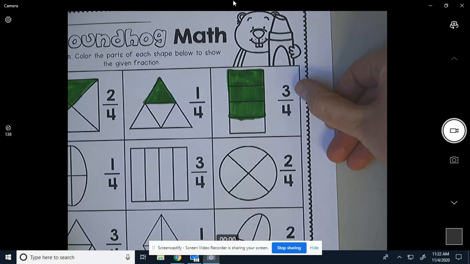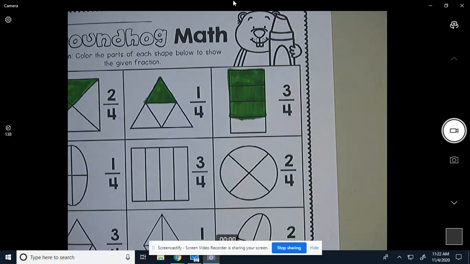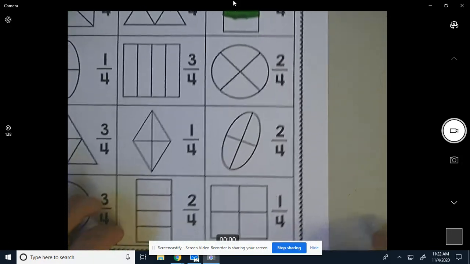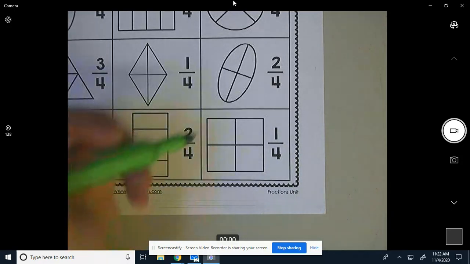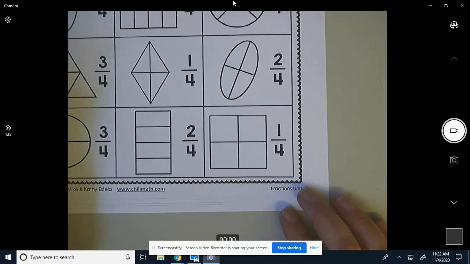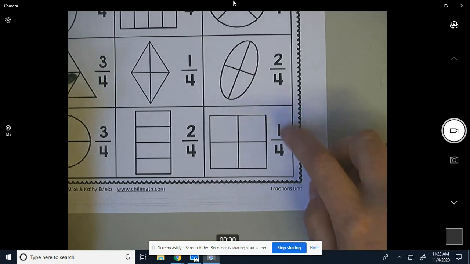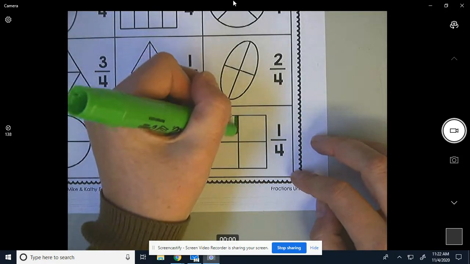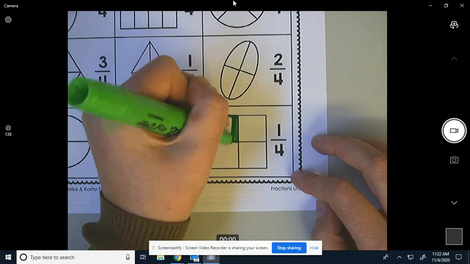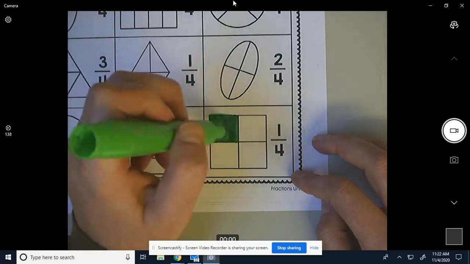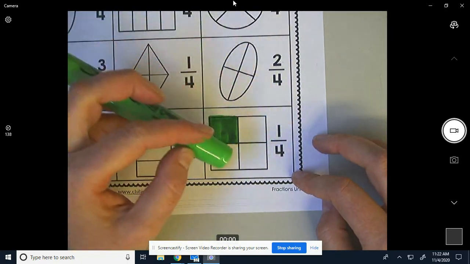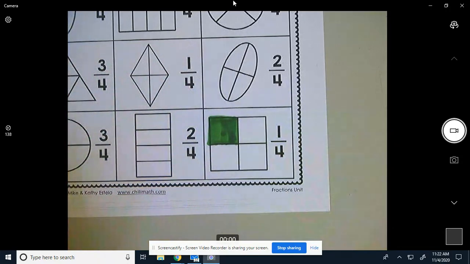Okay, let's do one more. Let's do this one. Okay, how many need to be colored in on this one? Remember, the number on top is the ones that are colored in. So 1 needs to be colored in. And how many pieces are there all together? 1, 2, 3, 4. 4 pieces all together. 1/4.